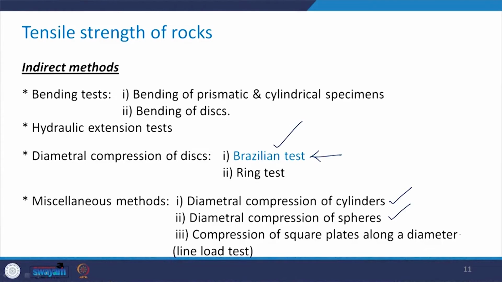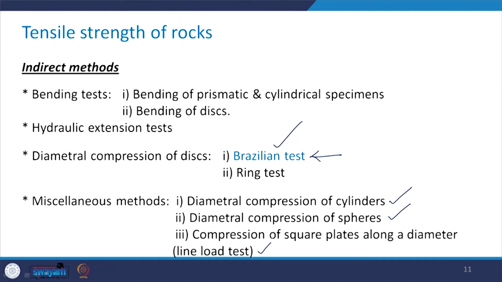What all are the specimen preparation requirements, how this is conducted, we will discuss. But before that, we have another category of these indirect methods, which are miscellaneous methods. In this one you have different types of tests. One is the diametral compression of cylinders, then diametral compression of spheres, and then compression of square plates along a diameter. So, this is kind of a line load test.